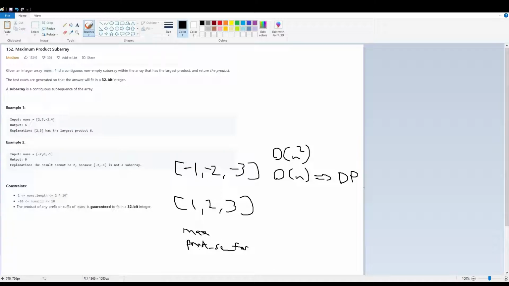So for example, product so far would be 1 and max would be 1, and then we get to this element here. Product so far would be times 2, which equals 2, and then max so far would be 2, and so on. But what happens if we actually have an array with negatives? It doesn't have to be all negatives, but with some negatives. In this case it becomes trickier.